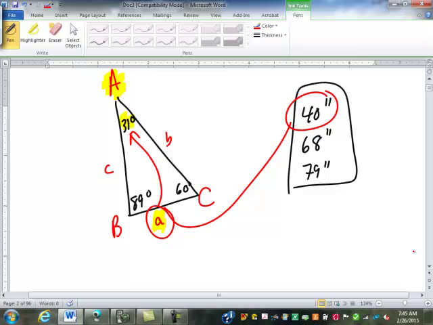What else do we know then? B would be 79. It is opposite the largest angle, so it has to be the largest side. And then, of course, C being in the middle has to be the remaining 68 inches.